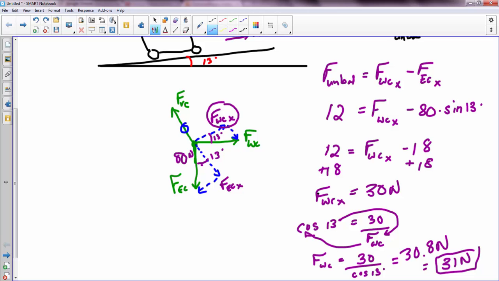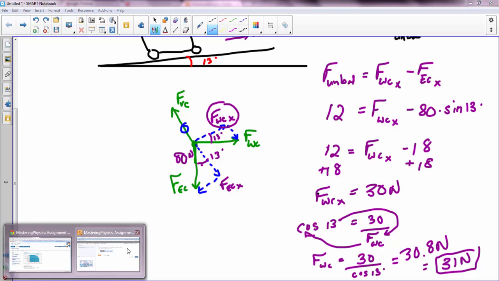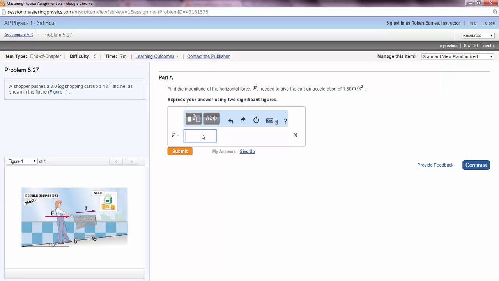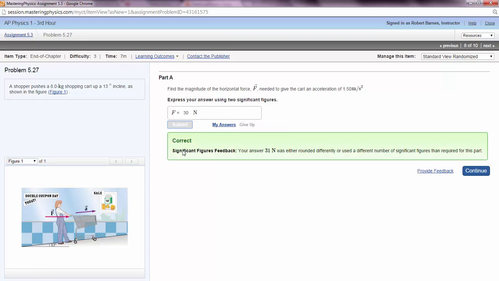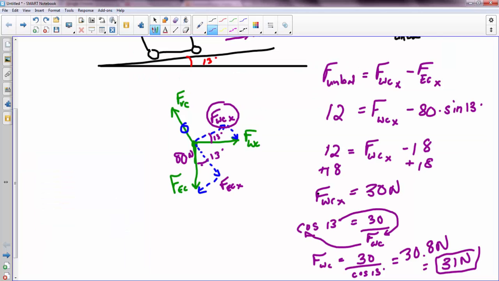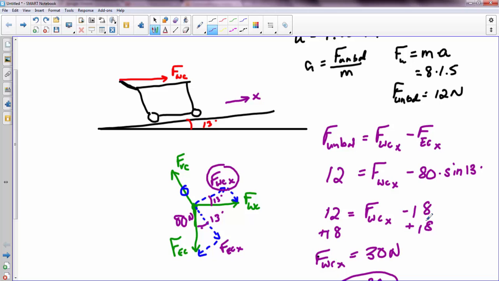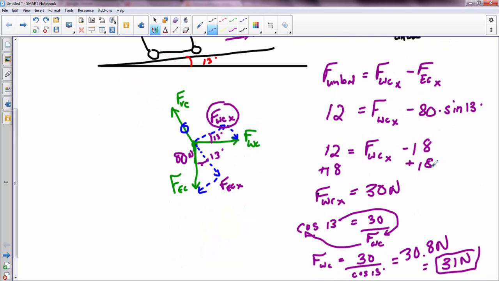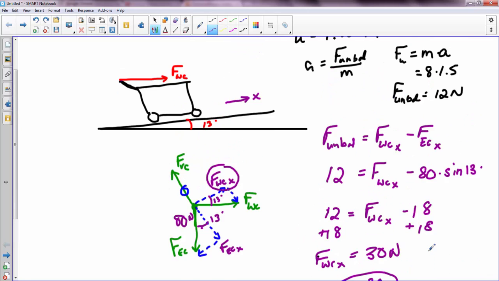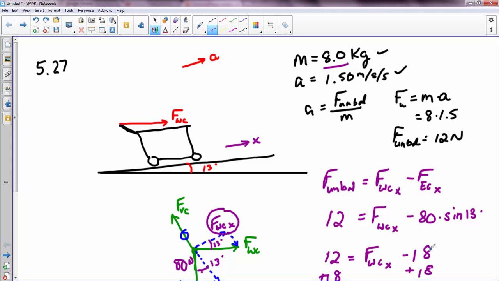Now I'm going to go back to Mastering Physics here, type in our answer, hopefully we got it. Oh, rounded differently. I guess at some point in that problem I rounded off, probably when, well, this was close to 18. I'm not sure where that rounding error was, but certainly when I get 30.8 I'm going to round up. But they accepted the answer. Hopefully that makes sense to you.